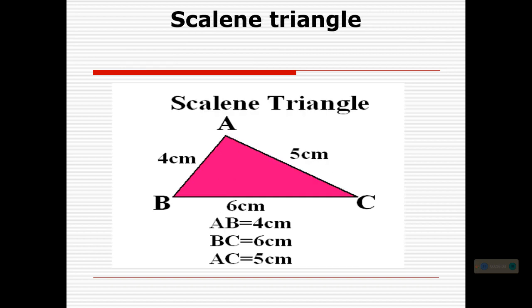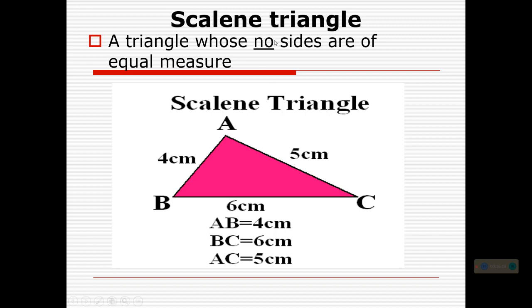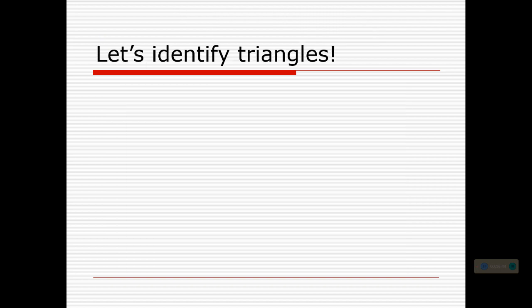Next, the last is the scalene triangle. Scalene triangle is a triangle whose no sides are of equal measure. So there are no equal sides. Again, equilateral, 3 sides are equal. Then isosceles, 2 sides are equal. Then scalene, no sides are equal. Obviously we have here 4 centimeters, 5 centimeters, and 6 centimeters. So this is an example of scalene triangle.